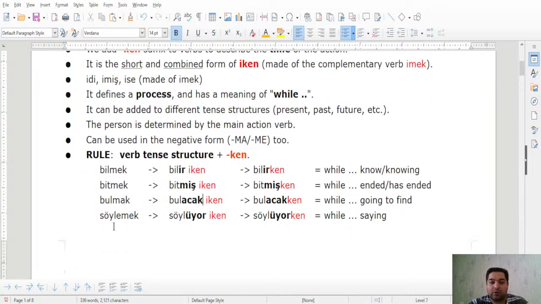Let's now look at the fourth example, söylemek, to say, and söylüyor iken is the present continuous. Now you see, present continuous added, getting the suffix ken. Söylüyorken. It is very similar to the present tense, bilirken or biliyorken. You can say bilirken or biliyorken. There are very nuanced, small differences where they will be used in different cases, but usually it is the present tense.